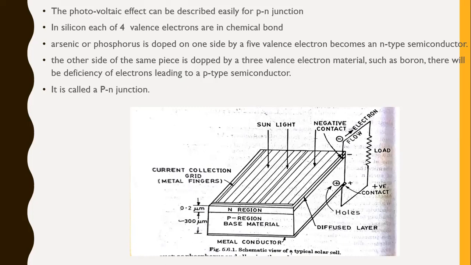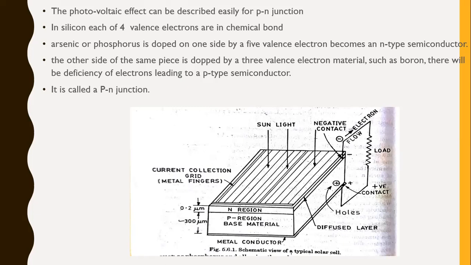The other side of the same silicon is doped with 3 valence electron materials, such as boron. In boron there are 3 valence electrons, in silicon there are 4, so there will be a deficiency of electrons. This deficiency of electrons makes it a p-type semiconductor.